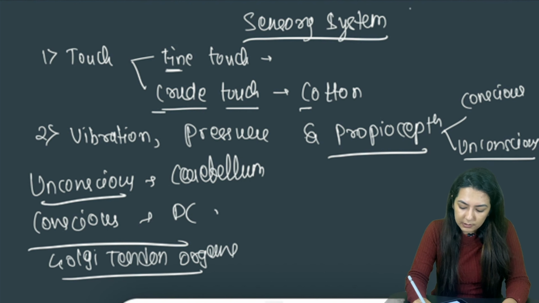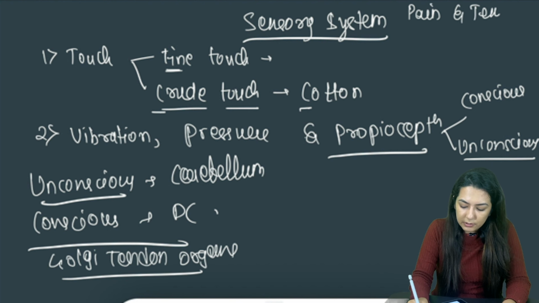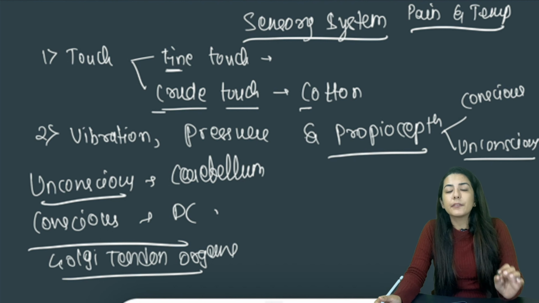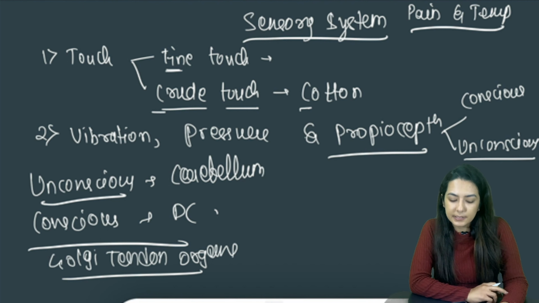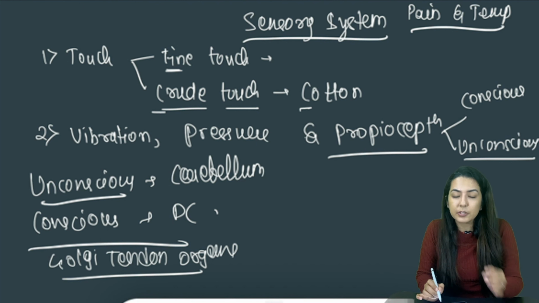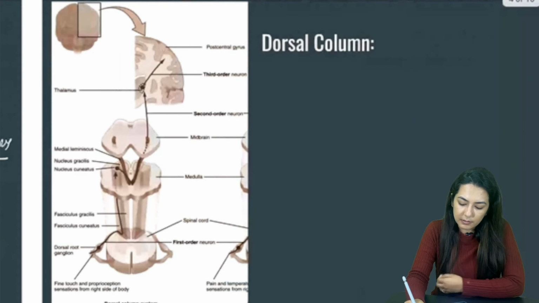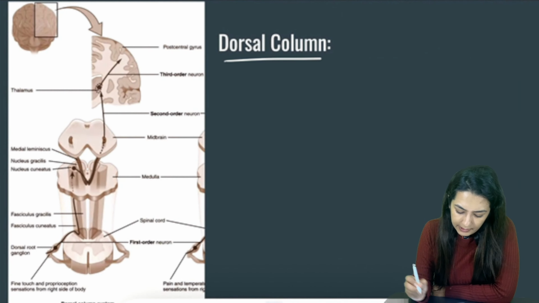Two more sensations are pain and temperature. These are two more important ones. Pain, as you know, is carried by free nerve endings that are present in the skin. Touch has its own receptors, and vibration and pressure have their own receptors. So this is just a general idea about the sensory system.